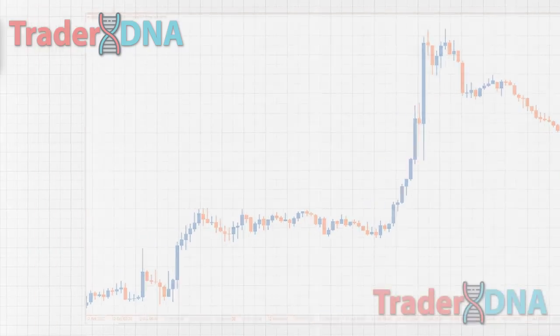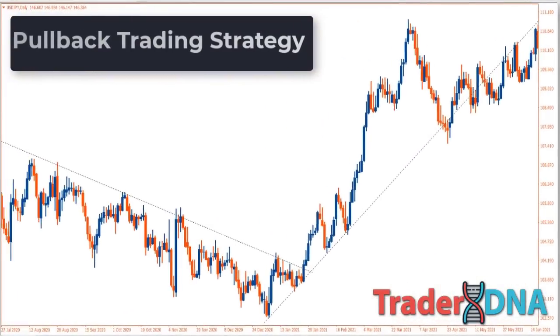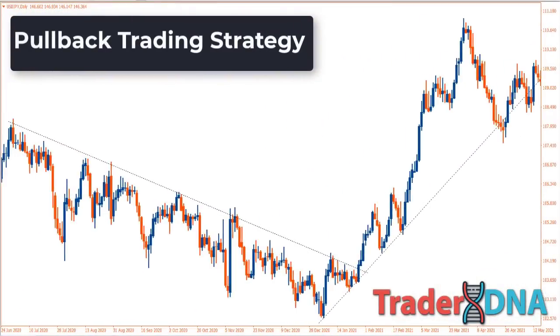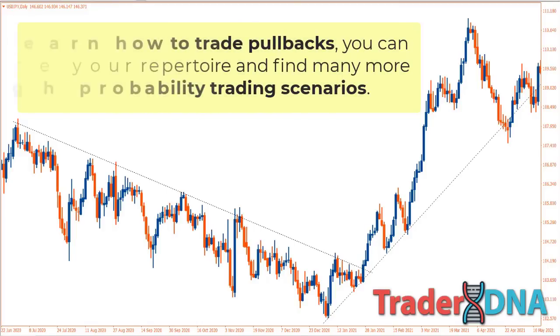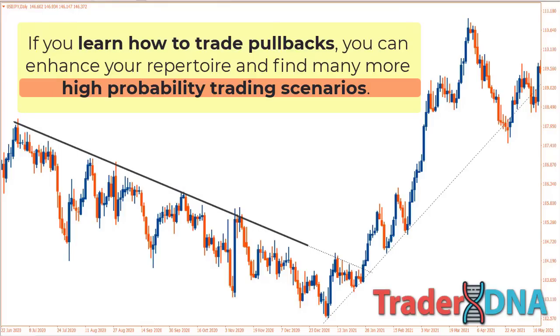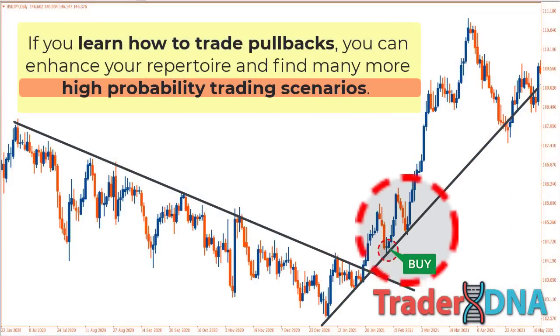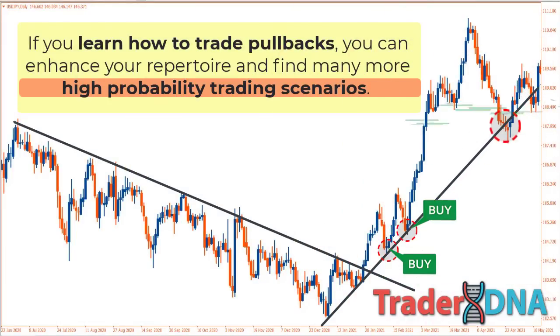Third, pullback trading strategy. Learning how to trade pullbacks can be a great skill as a trader. Pullbacks happen all the time, and if you learn how to trade pullbacks, you can enhance your repertoire and find many more high-probability trading scenarios. A pullback occurs when the price of a stock or commodity pauses or goes against a prevailing trend in the market. It is a temporary dip in a generally upward trending asset price. Unlike a reversal, in which there are more permanent price drops, a pullback remains only for a short while.